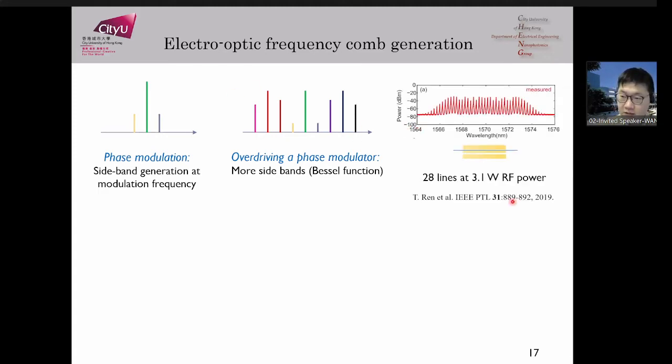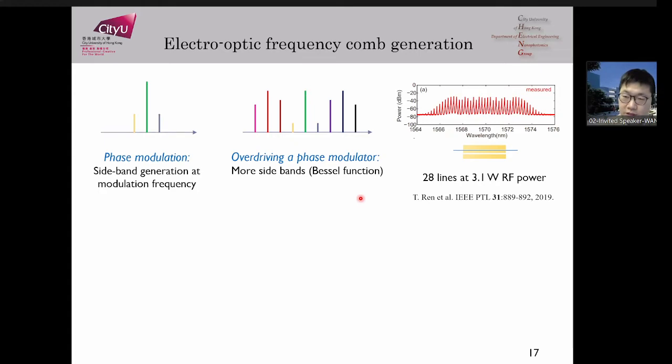And in fact, a few years ago, we did this experiment where you just make a thin film lithium niobate phase modulator. The only difference from the previous device is that you don't have a Mach-Zehnder interferometer, but instead the light just goes through the modulation area once. And if you drive it hard enough with 3 watt of RF power, you get 28 lines. So pretty broad, right? But the problem is that the RF power is quite large. 3 watt is not quite practical for a system application.